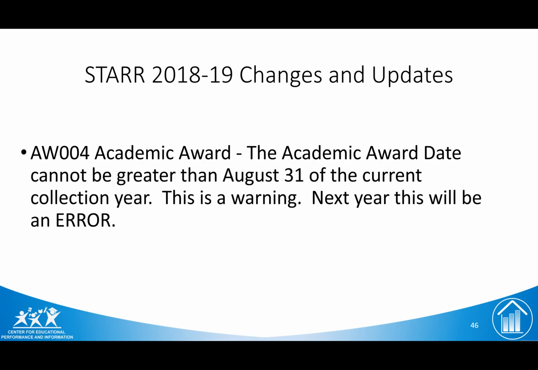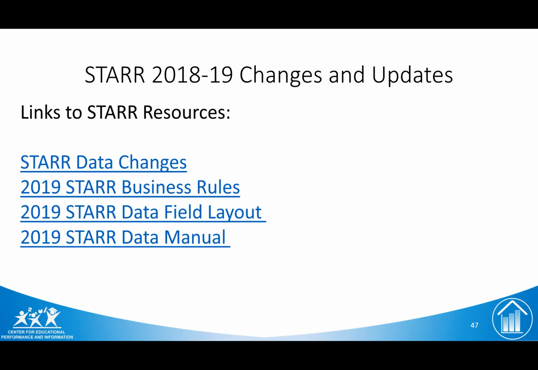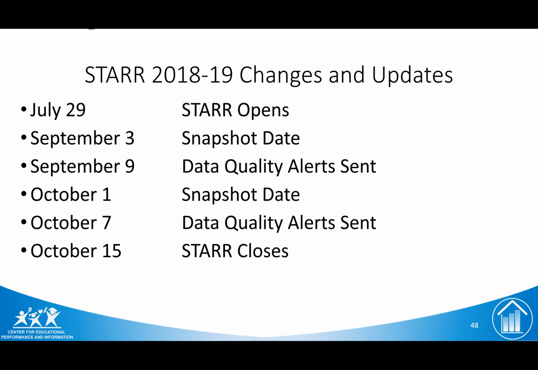We have another one, the academic award date cannot be greater than August 31st. This is a warning this year. We'll be sending out data quality alerts if you have dates that aren't matching up. Next year it's going to be an error. So that's just saying your awards can't go past August 31st of the current collection year. That's basically it for our changes. And another link to our changes here.